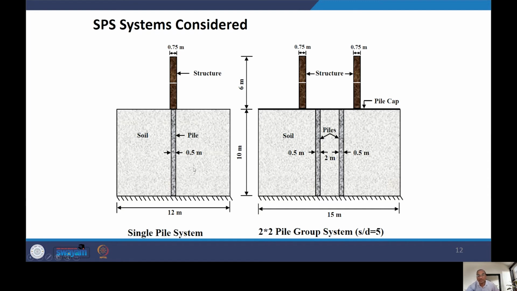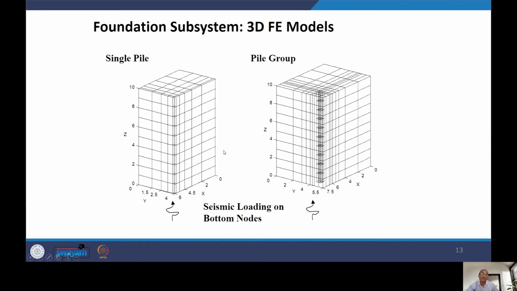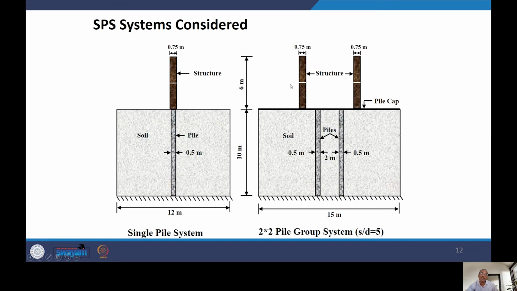If your load is not symmetrical, in that case, we cannot use the system. So here it is assumed that geometry is regular. That means if you see in the plan for both the single pile as well as pile group, they are exactly symmetrical. So in both directions, in X and Y, this is a 3-dimensional case. So this analysis is a 3-dimensional analysis.